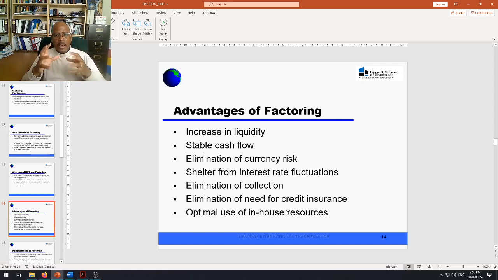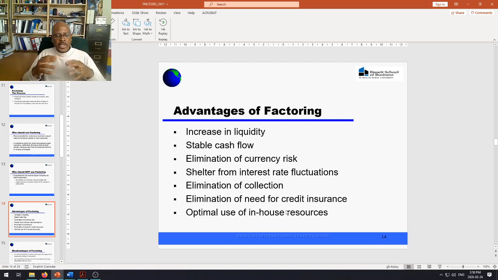Three, it shelters them from interest rate fluctuations. That is, if they went with a line of credit, then the line of credit is tied to short-term interest rates. As the prime rate goes up and goes down, the amount you pay on your line of credit goes up and goes down. With the factoring house, there isn't that fluctuation in interest rates.